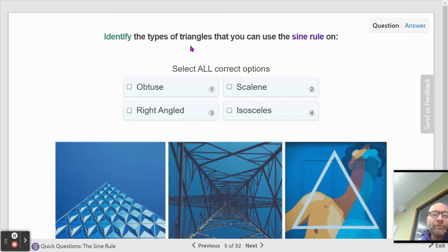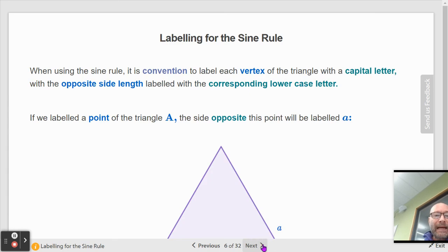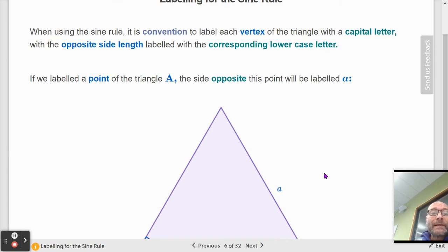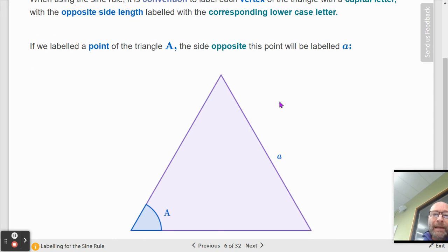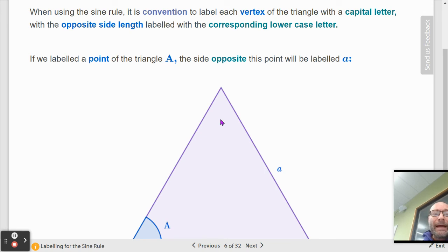All right, so types of triangles you can use, all four. You can use the sine rule for any type of triangle. Now the labeling is going to be important, and we're going to label the vertex with a capital letter. So whenever you're marking where the angle is, capital letter, and the side that is opposite that angle will always get a lowercase letter.